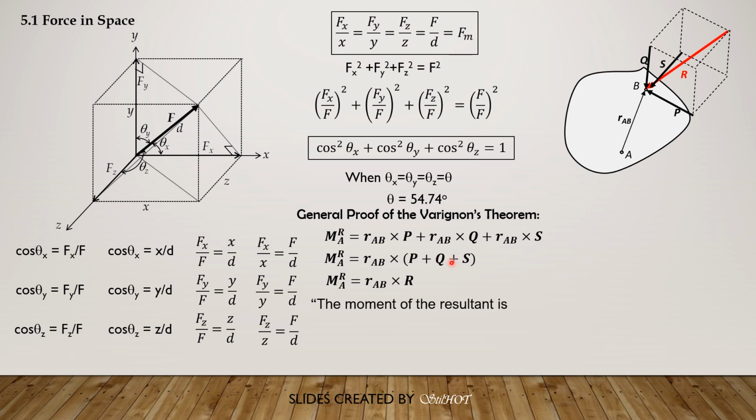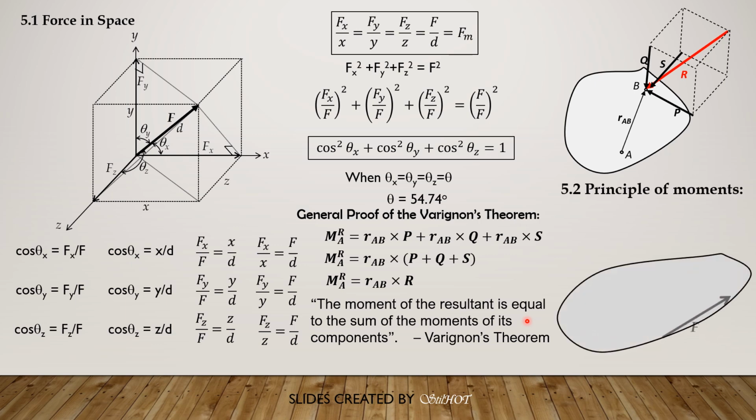So that's the formal way of proving Varignon's theorem. The moment of the resultant is equal to the sum of the moments of its components, or Varignon's theorem. Then let's have the principle of moments. So we have the force here, let us say directed from point A to point B. So A and B are points on the line of action of the force.